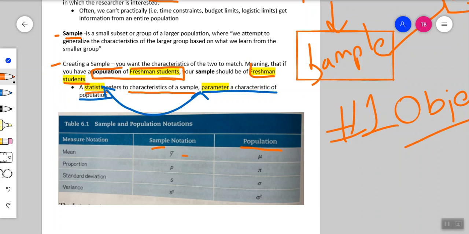As far as a sample, you've probably seen this one before, it's the little line on top. That's the average of the sample, while the population average looks like that. The proportion of a sample is p, while the proportion of a population is the little pi symbol. Standard deviation, we've seen this one before, the s for standard deviation, while the Greek letter sigma is for a population. And finally, variance, we've seen this before as well: standard deviation squared, or s squared, versus sigma squared. So just a bit of notation, so if you saw these in an equation, you could know whether they're talking about the population or the sample. Okay.